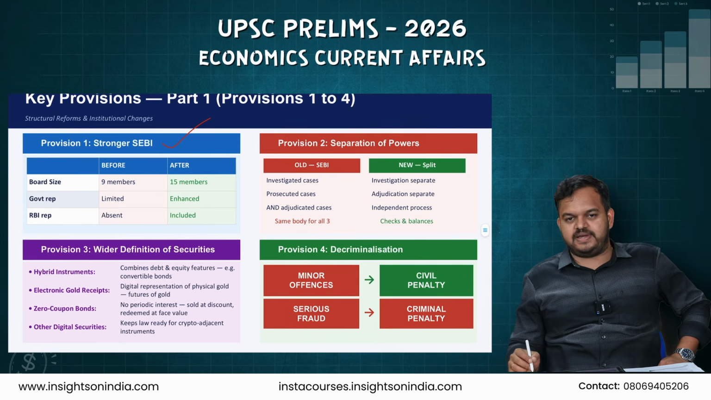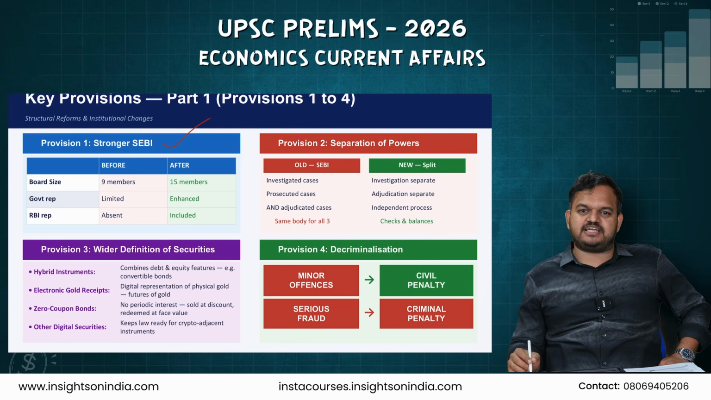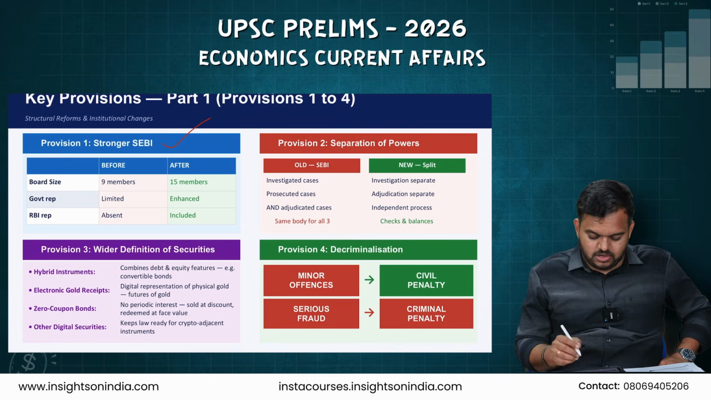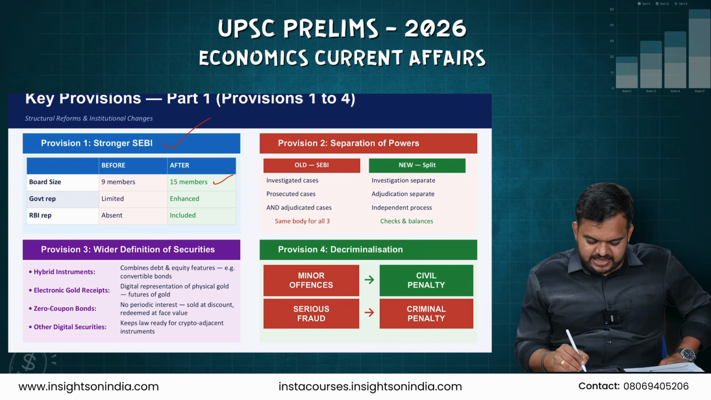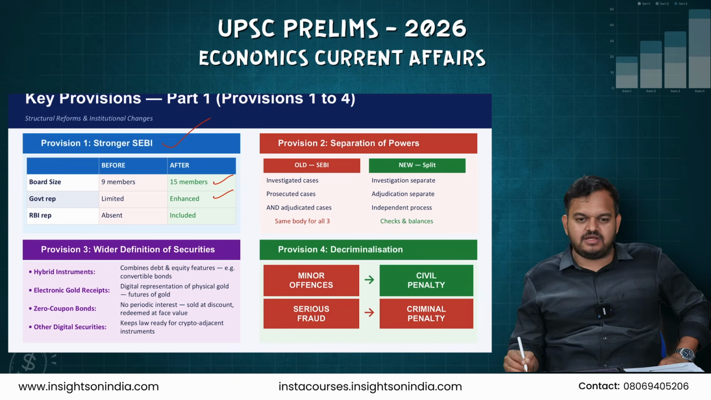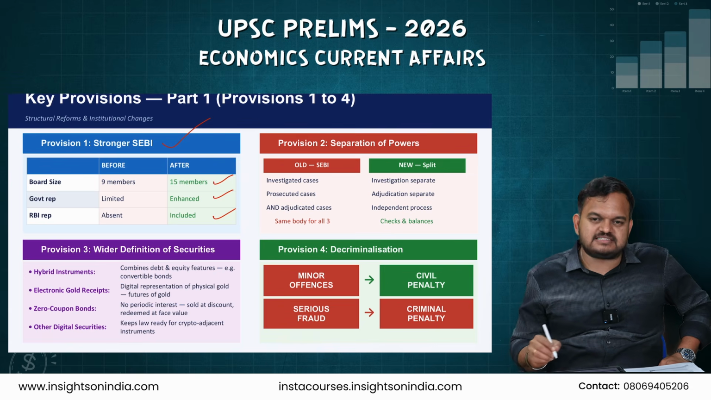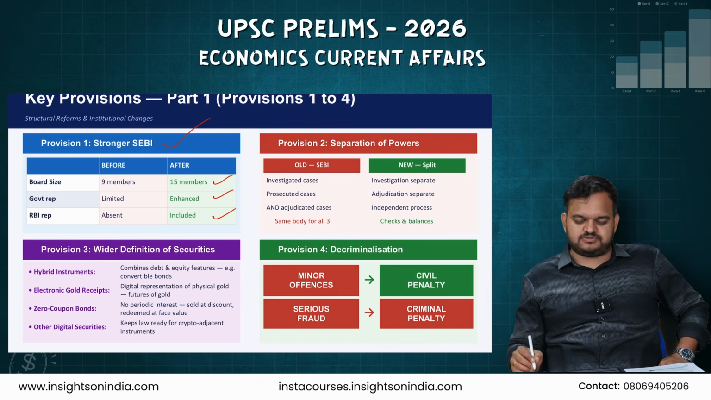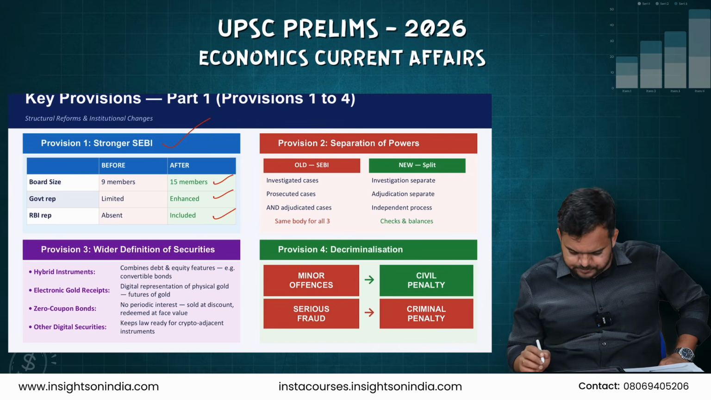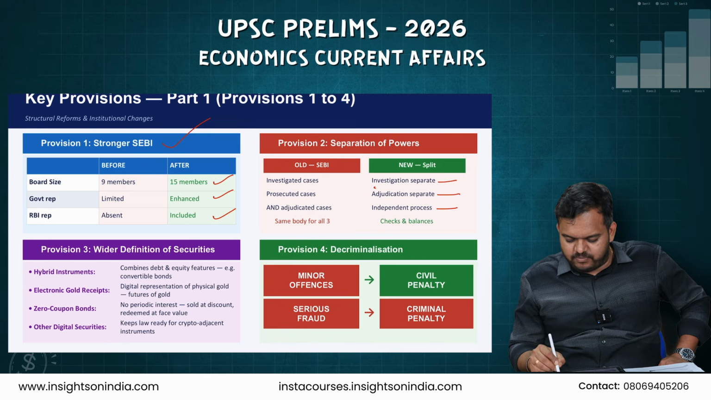To strengthen SEBI, the Securities and Exchange Board of India, how? It is going to increase the number of members, enhance the government representation, and include RBI representation. It is going to enhance the number of members on the board by enhancing government representatives as well as including RBI representatives. Next, it is going to create a properly separated architecture or structure of powers.